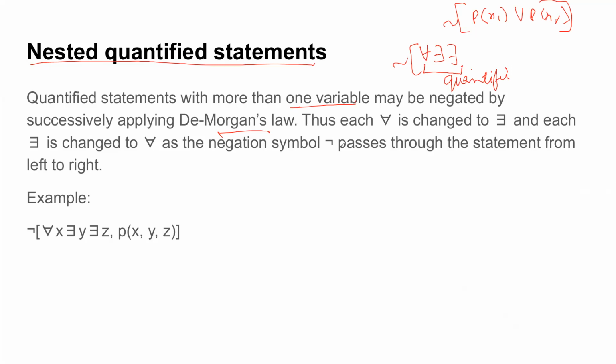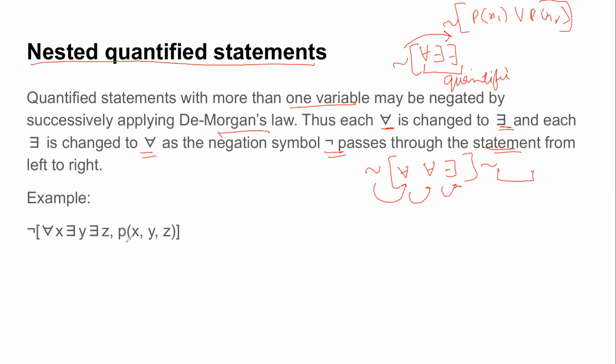The negation which is in front, you're going to pass it forward, and as it moves forward, if there is a for all, it changes to there exists. If there is a there exists, it changes to for all, and you keep on passing the negation symbol towards the inner part from left to right. So if I have a negation and I have for all x there exists a x, I'm going to pass it on from left to right, and whenever it hits a quantifier it will flip it and push the negation towards the inside, towards the compound statement.